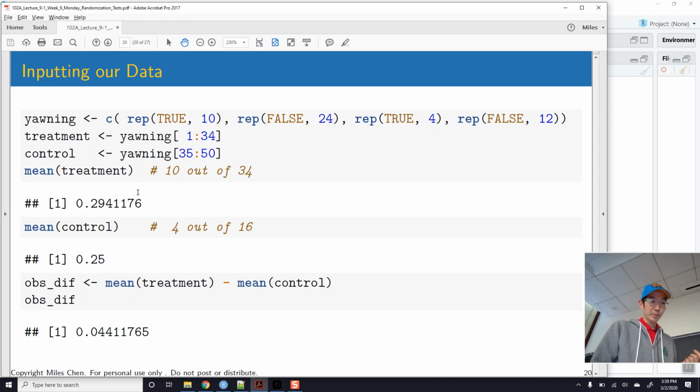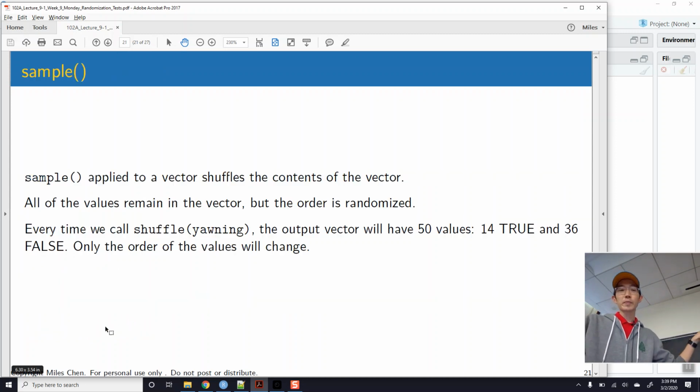Because it's a logical vector and R coerces the trues and falses to ones and zeros, I can just take the mean of this vector and it's going to give me a proportion, okay? So I've got 10 trues, 24 falses, and if I take the mean, the trues become ones, and I get a proportion of 29%. For the control, I get 25%, and I can take the difference, and my observed difference is around 0.044, okay? So this is just inputting the data.